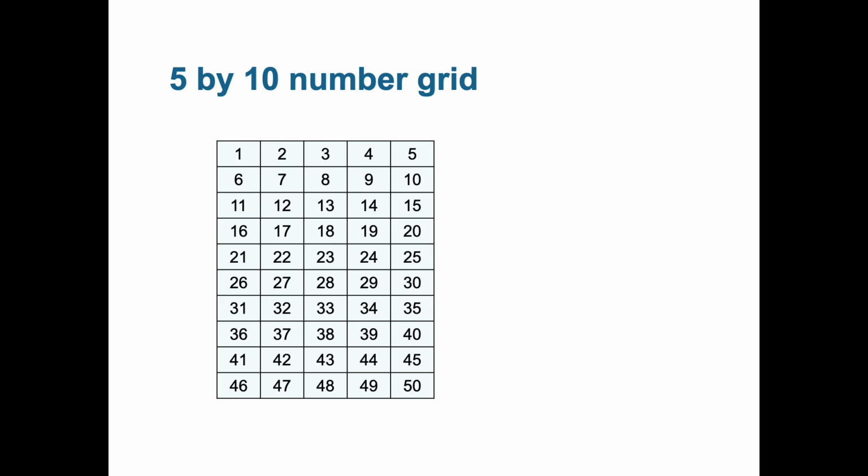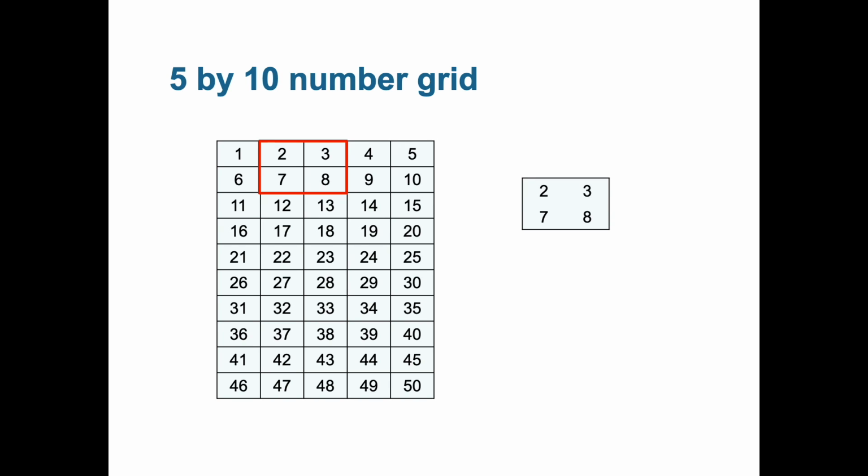On the screen there's a 5 by 10 number grid. You can see there's 5 columns, 1, 2, 3, 4, 5, and there's 10 rows going down the screen, and every number from 1 to 50 is in this particular grid. What we're going to do is select a set of 4 of these numbers. There we go, 2, 3, 7 and 8, and we're going to do some mathematical operations on them. So let's just take it out of the grid. There we go, 2, 3, 7 and 8.